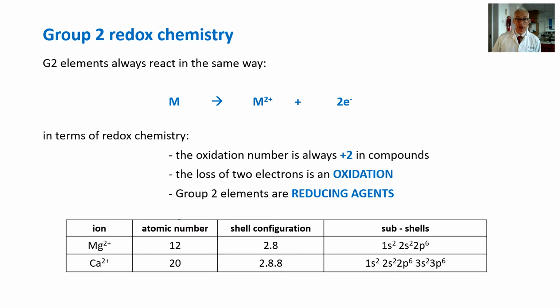Magnesium 2+ has lost 2 electrons, of course, so it's 2 8, 1s2, 2s2, 2p6. Calcium has lost 2 electrons, so we've only got 18 to accommodate. 2 8 8, 1s2, 2s2, 2p6, 3s2, 3p6. By losing 2 electrons, they achieve a noble gas structure. In this case, neon for magnesium 2+, and argon for calcium 2+.